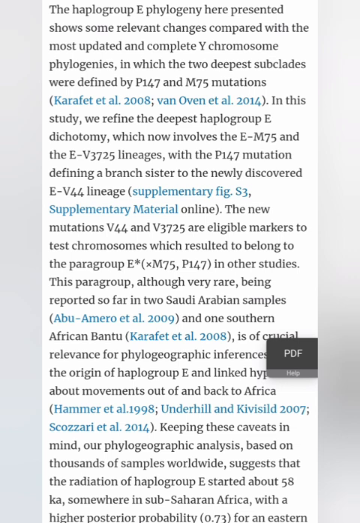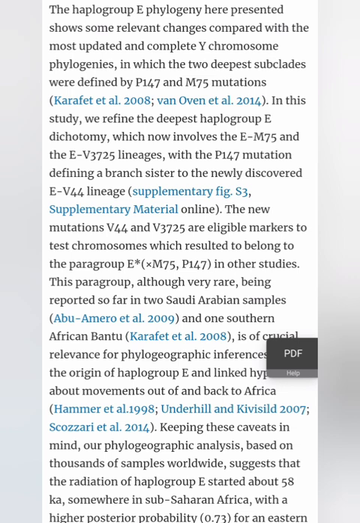The new mutations V44 and V3725 are eligible markers to test chromosomes which turn out to belong to paragroup E. In other studies, this paragroup, although very rare, has been reported so far in 2 Saudi Arabian samples and 1 Southern Bantu, and is of crucial relevance for geographic inferences about the origin of haplogroup E and linked hypotheses about movements out of and back to Africa.